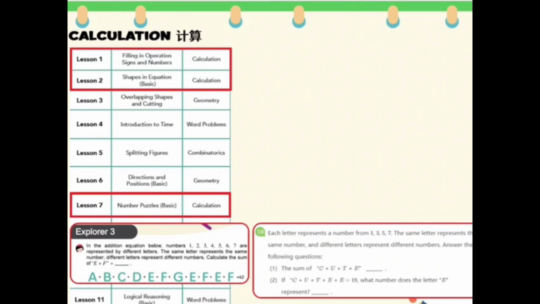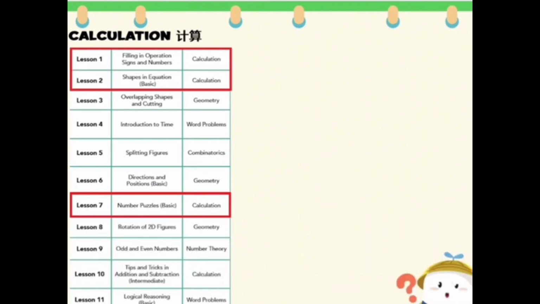And also here are 7 different letters. So the key point here is to regroup, right? Try to group A to G so you can figure out the sum of these 7 letters. And after that, try to group E and F. Then you can figure out the sum of E plus F. Okay, and next one, it is about the lesson 10. The topic is tips and tricks in addition and subtraction.